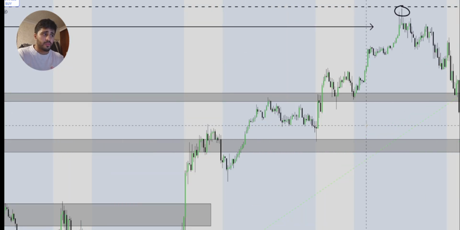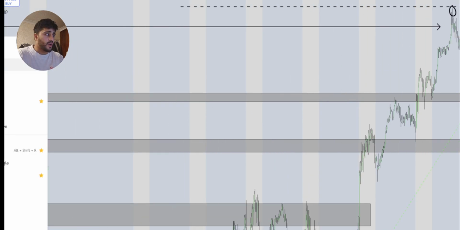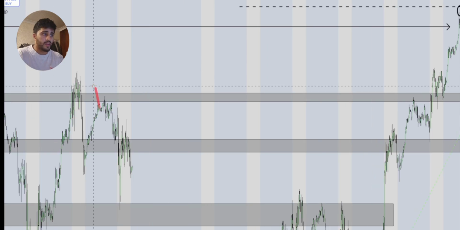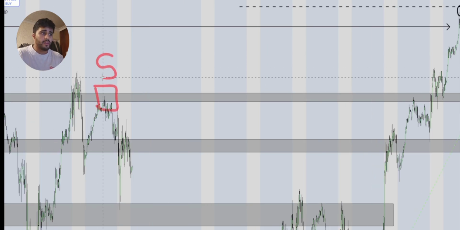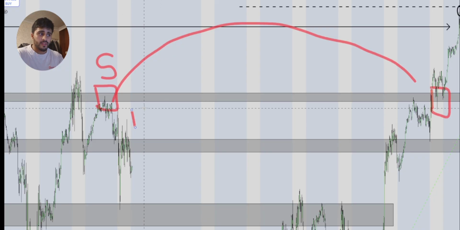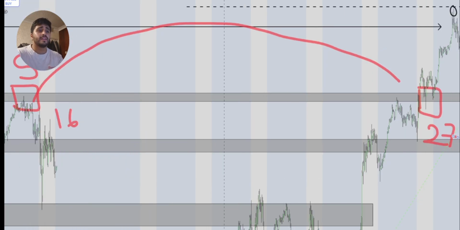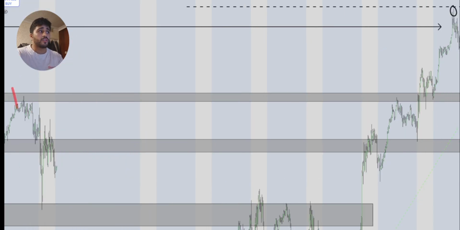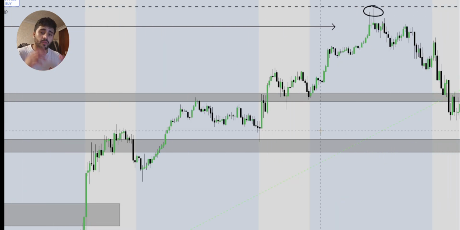So just a quick example of that. We had Friday, and price held as supply. This was supply. Now, this was the 16th, and this was Tuesday the 27th. So this is 11 days apart. Now, what I want you to understand is that the market will remember these levels. The market will come back to these levels. And it's your job to know that.